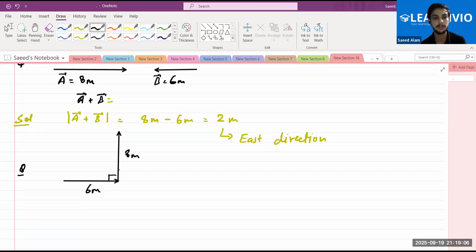So can we find out the magnitude? How can we do so? Have you any idea about that? The resultant vector. Yes, exactly. I'm talking about the resultant vector. My aim again is to add up these two vectors, A plus B only.